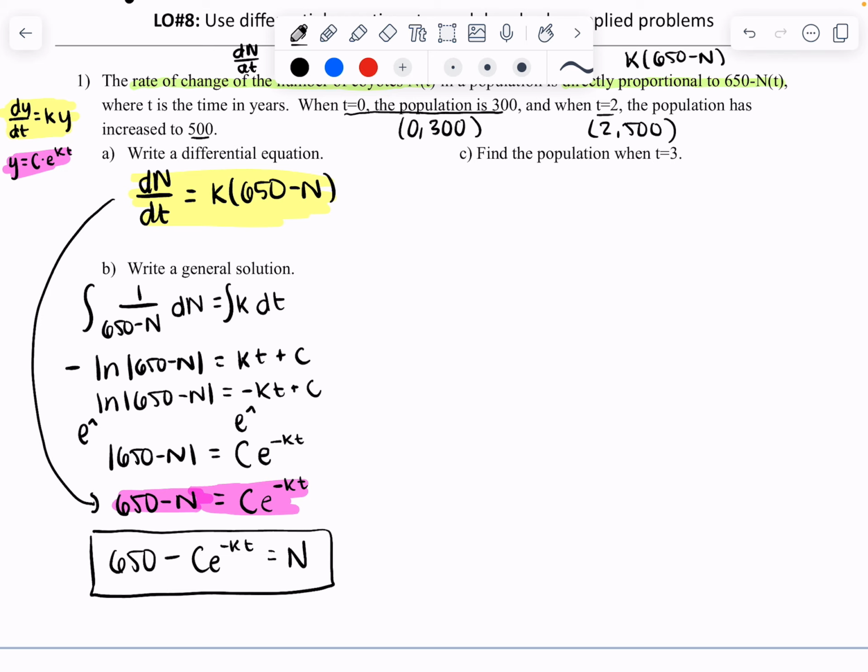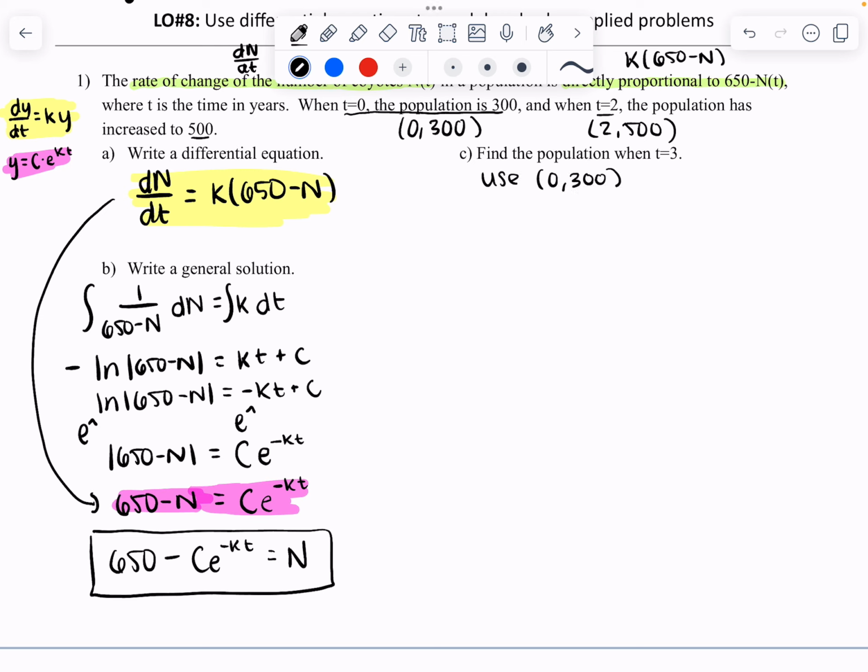Be careful here, c is not 300. A lot of times people think that when time is 0, this value is going to be c. No, not always. That's only if it looks like c times e to the kt. This one's a little different because it's 650 minus that. So just be careful. Okay, use (0, 300).